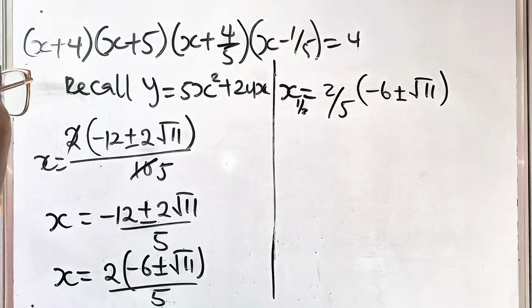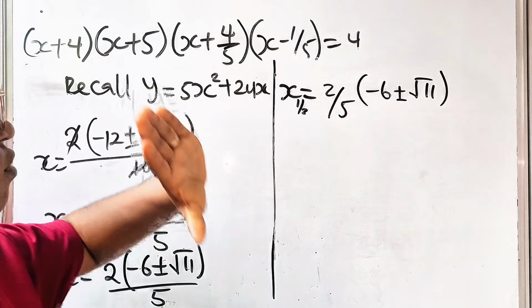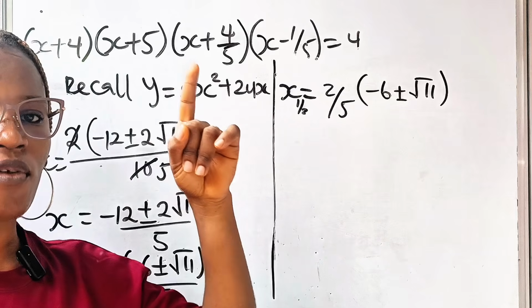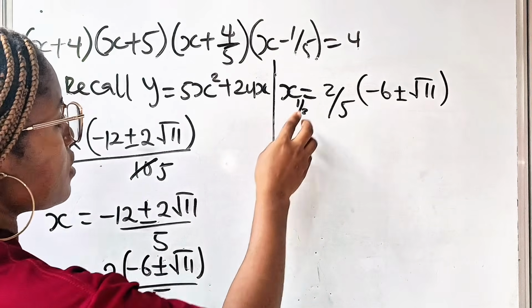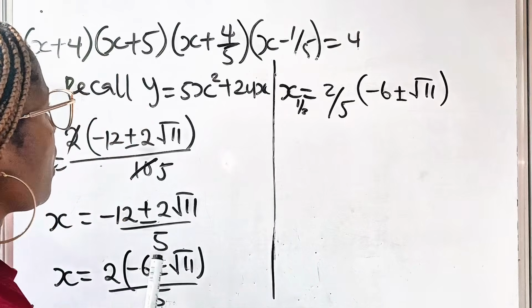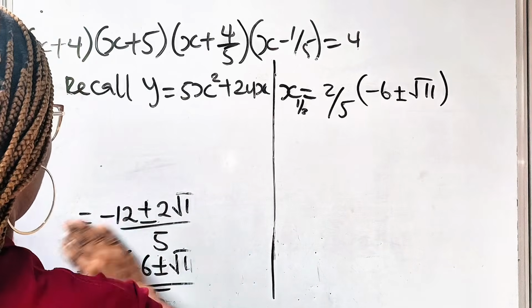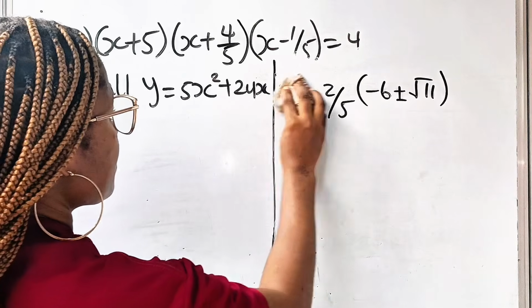Okay, remember that we have 1, 2, 3, 4, 4x, that is x to the power of 4. That means that we are going to have 4 values of our x. So this is x1 and x2. Now, let us find the remaining values of x.